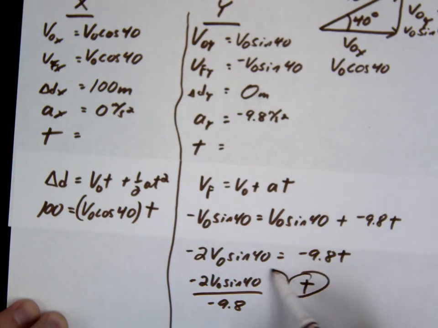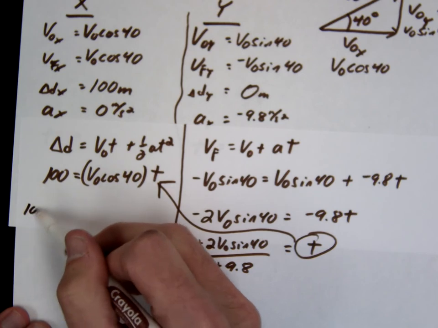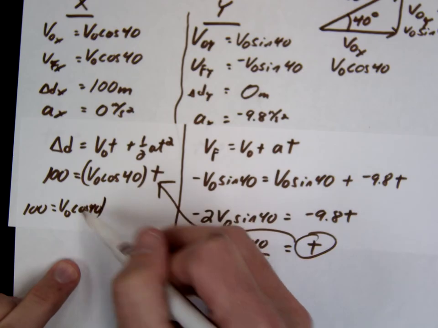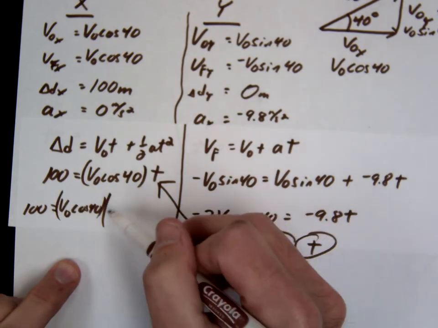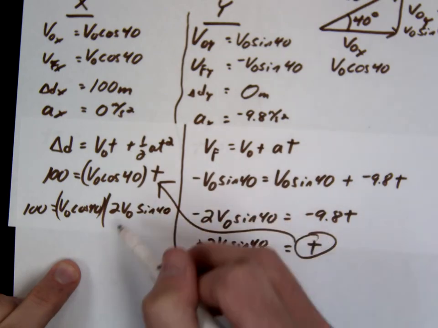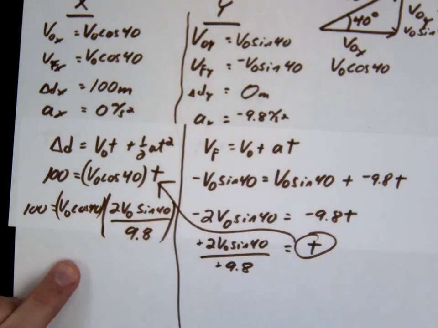Okay, we're now going to go ahead and throw t into here. If you want, you could kind of do the math on this. Some people don't like all these numbers. I'll definitely cancel out the positives. I'm just going to leave it as is. So 100 equals V0 cos 40 times 2 V0 sine 40 over 9.8.